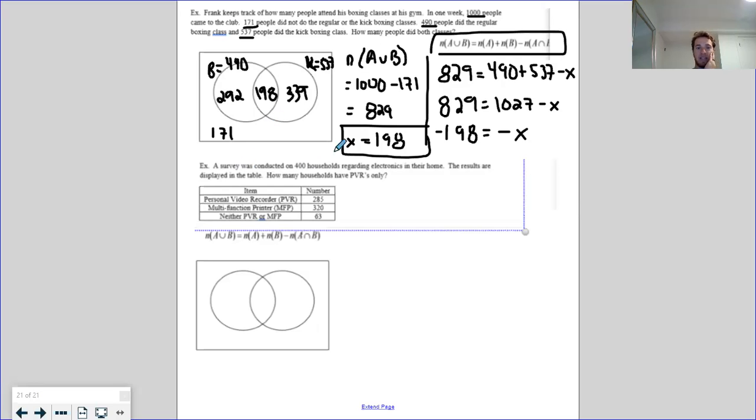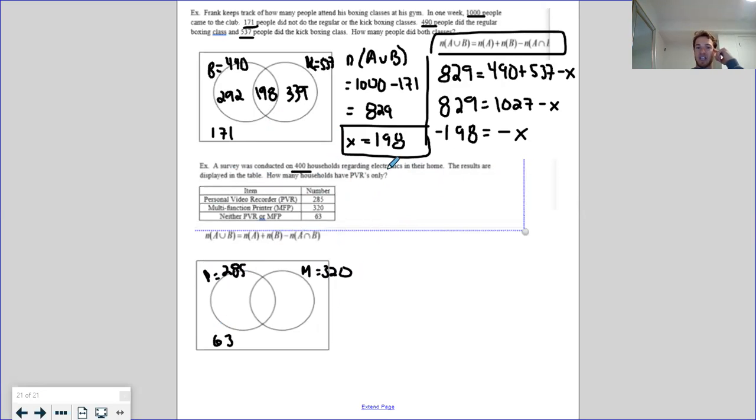The last one, and this is good. A survey conducted 400 households regarding electronics. The results are displayed in the table. How many households have PVRs only? So the PVR people is 285, a printer is 320. There was 400 people surveyed and 63 had none.